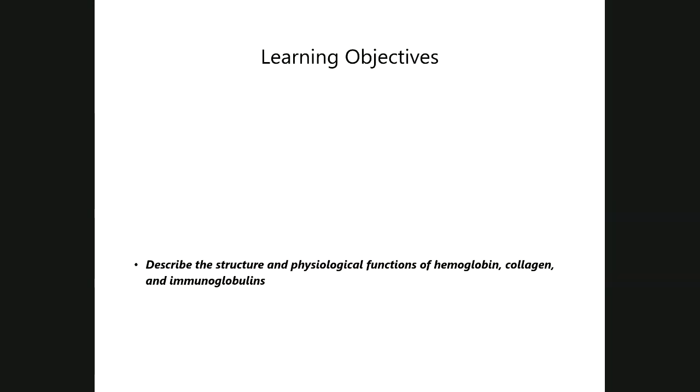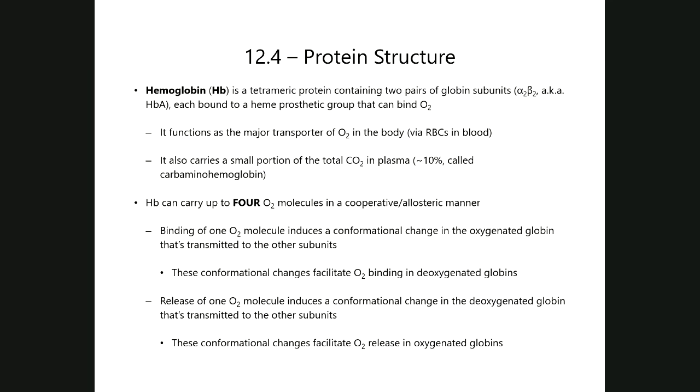All right, so let's now talk about a few very important physiologically relevant proteins, their structure and their function. We're going to start with hemoglobin. We're going to talk a little bit about collagen and actually keratin as well. And we're going to end with talking about immunoglobulins, which is the fancy word for antibodies. So we'll start with hemoglobin.